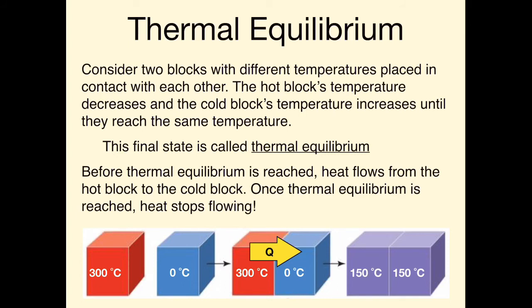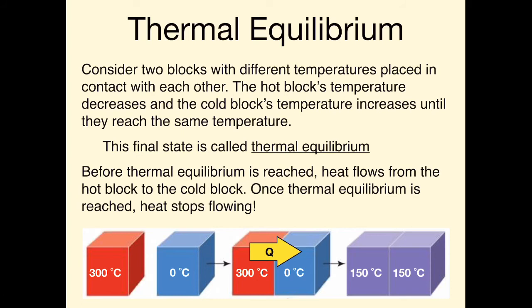So let's consider two blocks that have two different temperatures. If you look at the bottom of the slide, you see there's a red block, which starts off at 300 degrees Celsius. And then there's a blue block that's at 0 degrees Celsius. So we know intuitively what happens if we put the blocks in contact, we make them touch. We know that the hot object is going to decrease in temperature, it's going to cool off. And then the cold block is going to increase in temperature, okay? And this is going to happen until the point where the two blocks reach the same temperature.